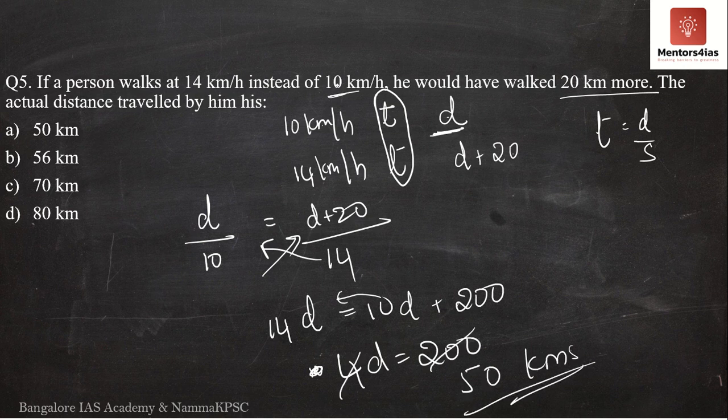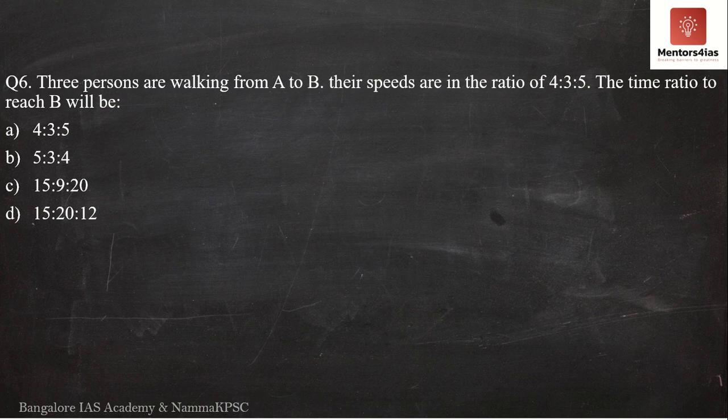Therefore, when he walks at a speed of 10 kilometers per hour for time t, that is nothing but 5 hours, he covers a distance of 50 kilometers. Therefore, the correct answer is 50 kilometers. The correct option is option A. I hope you understood. These are all simple questions. Let us move on to the next question.